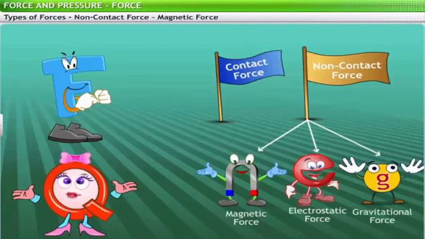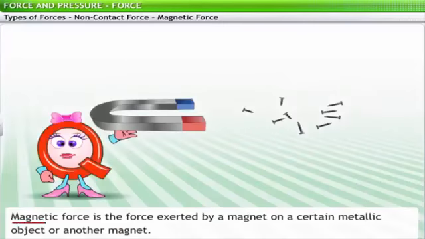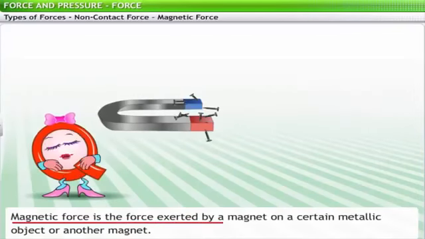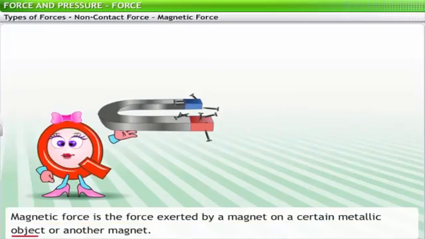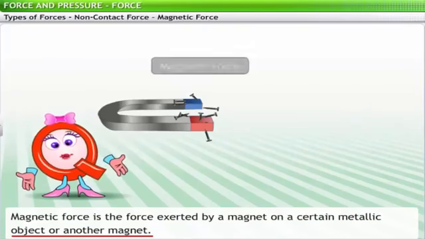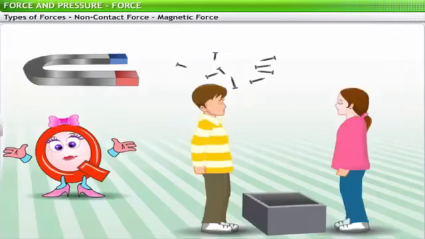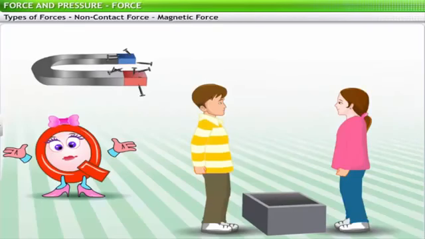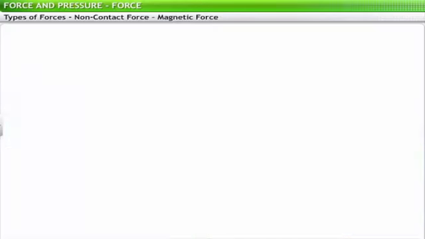Let's consider them one by one. The force exerted by a magnet on a certain metallic object or another magnet is known as magnetic force. Dad gave me a magnet the other day. He was showing me his toolkit, and I discovered that the magnet was attracting all the nails in the box. Yes, magnetic force can do that.